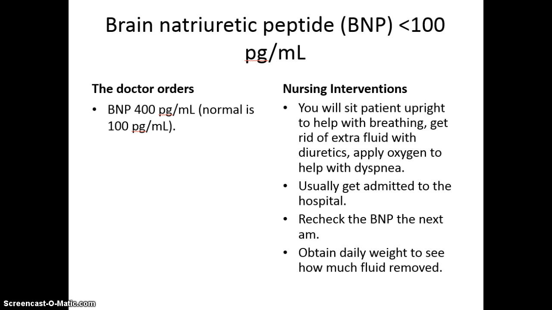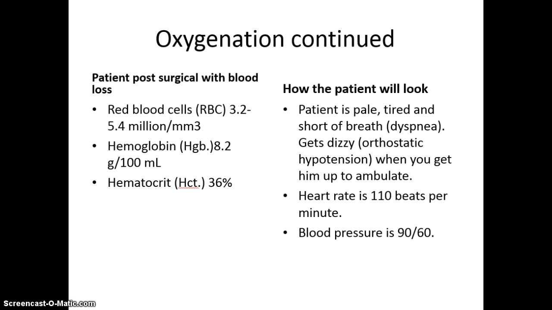So your BNP is a level that should be 100 or less. I've seen patients come into the ER with a level of 800. What we do for them is we consider first of all the oxygenation status, get them on oxygen, get them sitting upright. Then we try to get some of that fluid off with a diuretic and follow up with getting weights and different things to make sure that we are looking at how much fluid is being removed. Typically these patients with CHF will be admitted for closer observation and treatment.